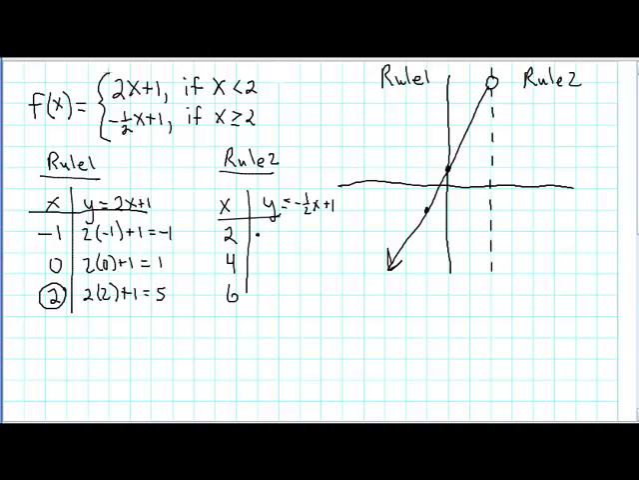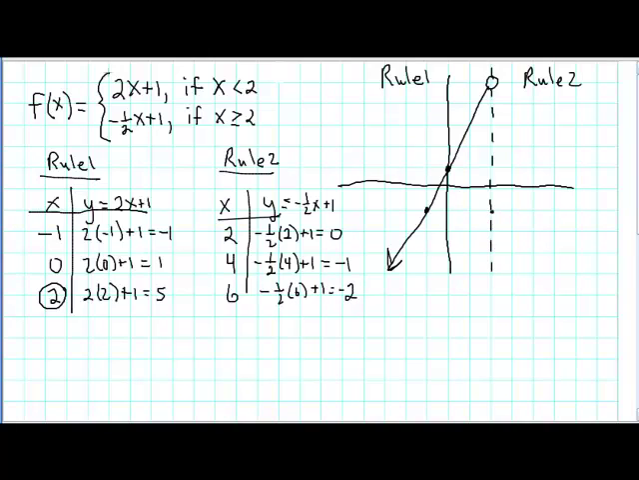So we put in here -1/2 times 2 plus 1. 2 times -1/2 is -1 plus 1 is 0. Put in 4. -1/2 times 4 is -2 plus 1 is -1. And let's put in 6. And when I calculate that, I'm going to get -2.